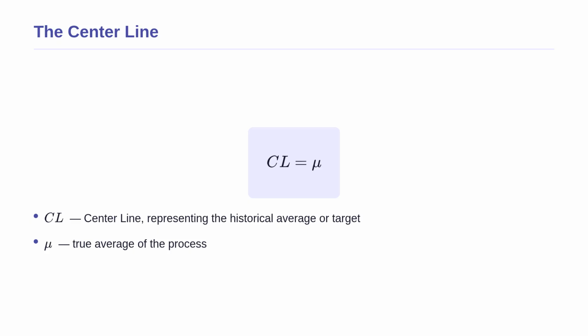This line is drawn right down the middle of our control chart. If a machine is supposed to fill bottles with exactly 500 milliliters of water, then mu would be 500. If the average increases or decreases, this center line shifts accordingly, moving the entire safe lane up or down.